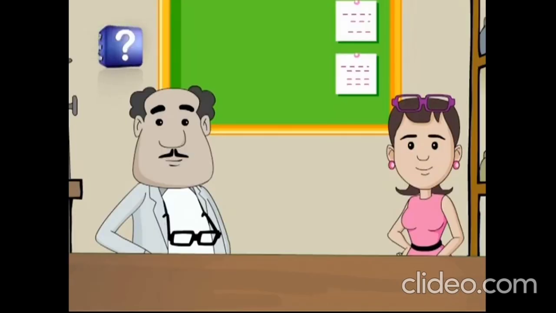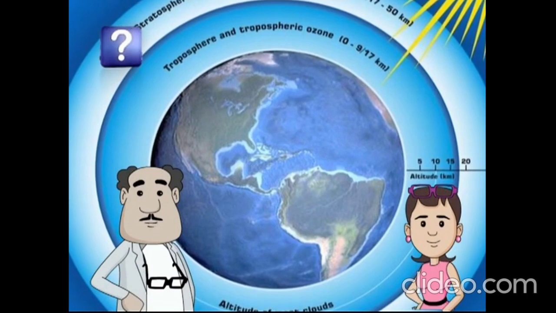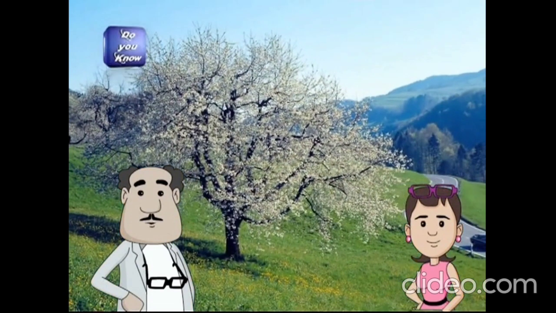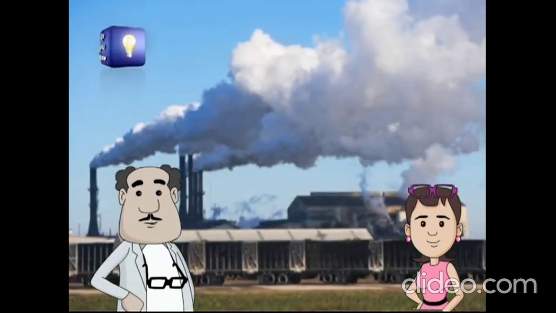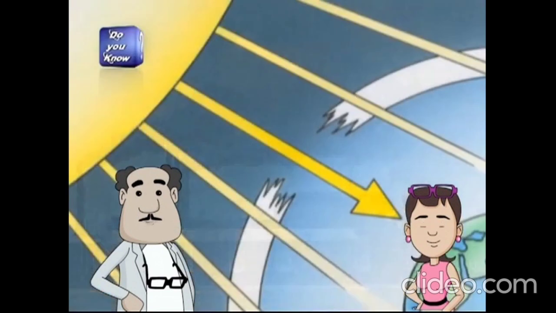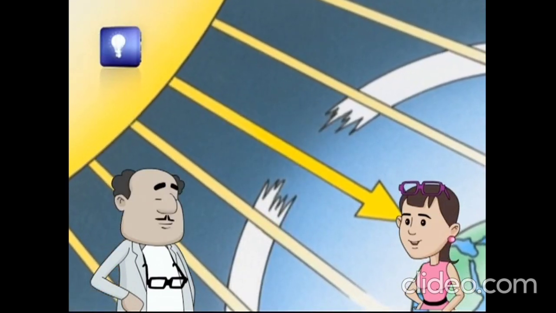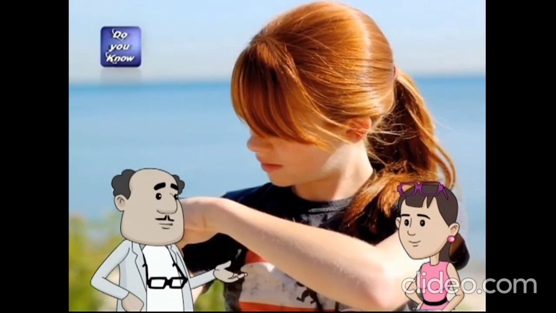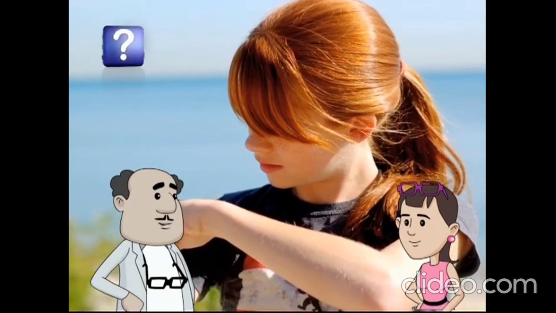Do you know that there is a layer of ozone gas that surrounds the Earth? This ozone layer absorbs harmful ultraviolet rays from the sun, thus preventing them from reaching the Earth. But due to pollution and some harmful chemicals, this ozone layer is getting destroyed. And thus, the sun's harmful ultraviolet rays reach the Earth. Yes, and exposure to these ultraviolet rays causes sunburns and even skin cancers.